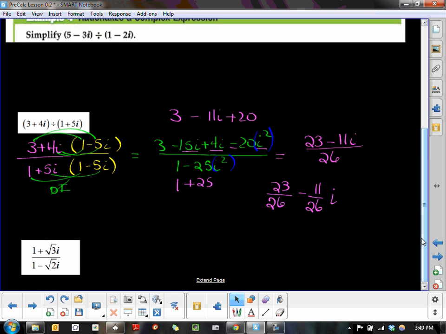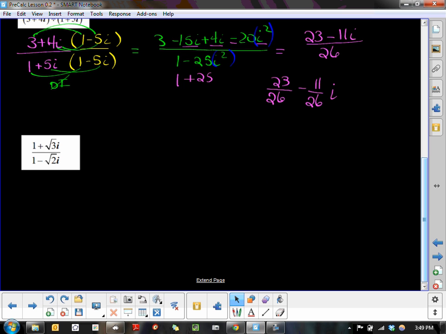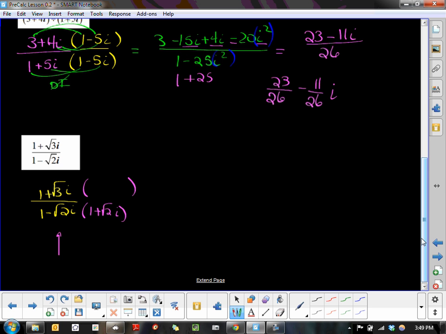Okay, now let's take a look at a little more difficult problem, or at least a little extension on what we're doing. It's (1 + 3√3 i) all over (1 − √2 i). We're still dividing. We still have a radical in the denominator. We've got a square root of 2 and an i. So we're going to multiply by its complex conjugate, which would be 1 plus the square root of 2i, over 1 plus the square root of 2i.